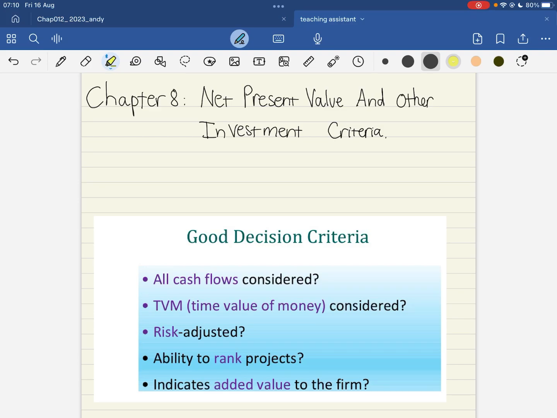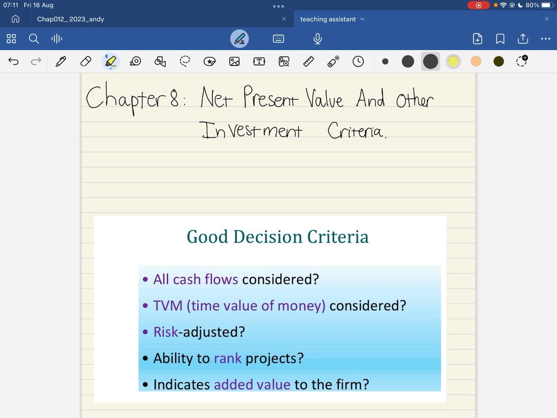Hello everyone, welcome back. I believe that any of you watching this video is already used to the concept of net present value, as I have explained precisely in the first video of the course. But for today, we will discover chapter 8, net present value and other investment criteria. We broaden our topic to investment criteria, how to make good investment decisions.